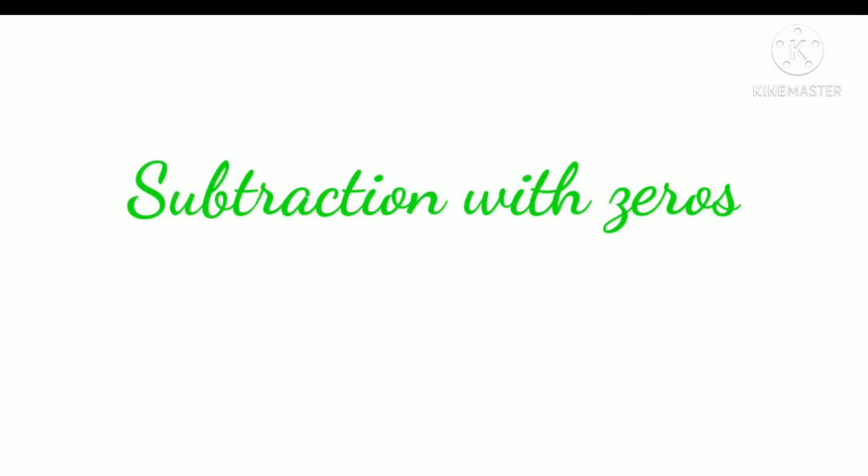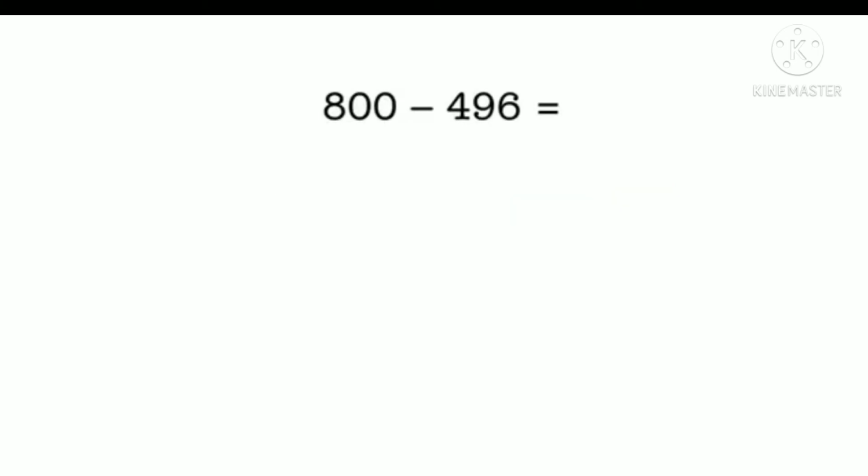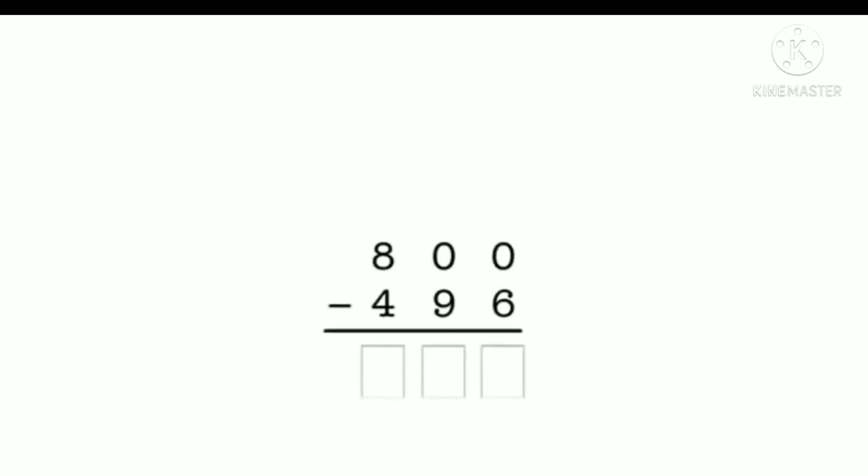In this lesson, you'll subtract a 3-digit number from a 3-digit number containing one or more zeros. Here's an example. 800 minus 496. First, we rewrite the problem in columns like this. And we line up the numbers so that the ones place of the first number is above the ones place of the second number like this. Now, let's subtract the numbers. We always start with the ones place.